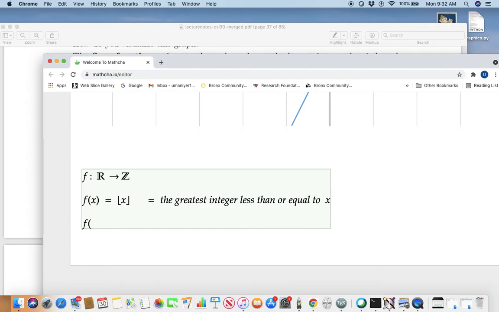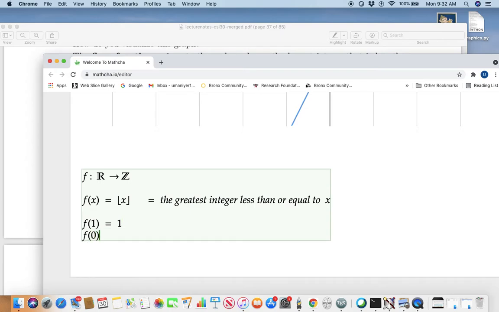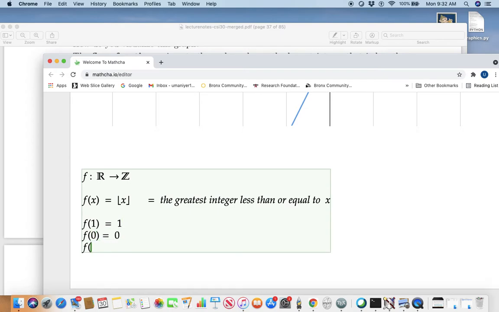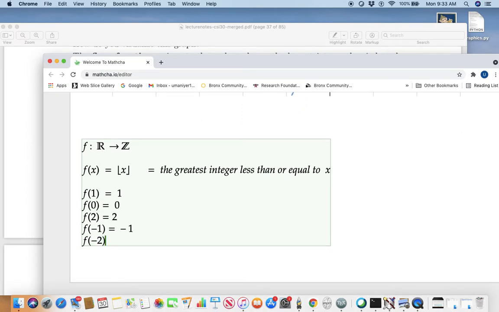So f of 1. Well, what is the greatest integer less than or equal to 1? It's 1. f of 0 is 0. f of 2 is 2. f of negative 1 is negative 1. f of negative 2 is negative 2. Does that mean I'm always going to get the same input as output? No. What is f of 1.5?